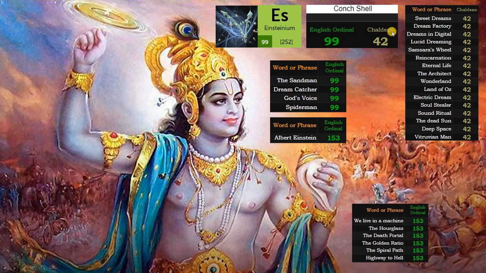And conch shell is also 42 in Chaldean, and we just saw 42 linked to the 181 in the previous slide, and that was linked to many words with dream and lucid dreaming, reincarnation, Wonderland, Land of Oz, Soul Stealer. So apparently this spiral is used to catch the souls and send us into this matrix. And this is linked to the dead sun, and I believe that CERN creates this black sun, and that is the black hole.